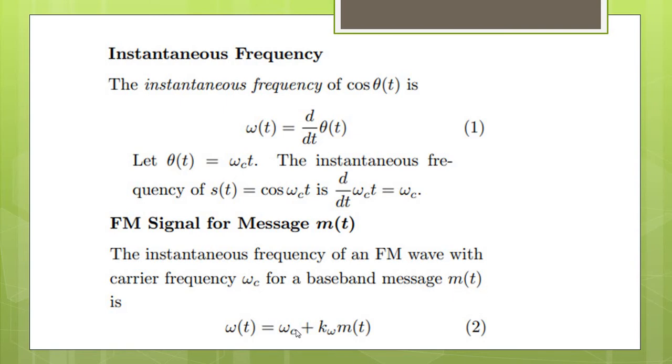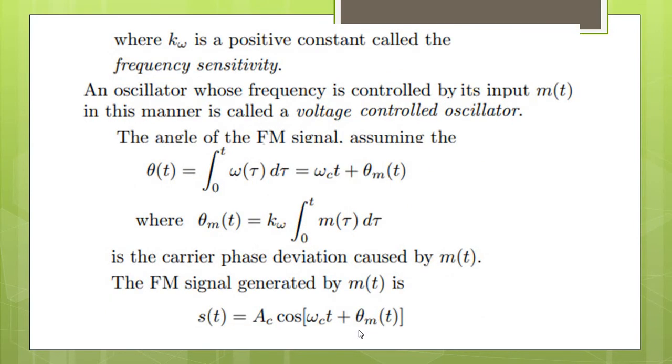For a baseband message m(t), we can write this as omega(t) is equal to omega_c plus k_w into m(t). Here k_w is a constant which is known as the frequency sensitivity. So we can use an oscillator here whose frequency is controlled by its input, which is known as the voltage controlled oscillator. So the angle of the frequency modulated signal can be written as theta(t) is equal to integral omega(tau) d tau, which is equal to omega_c t plus theta_m(t).